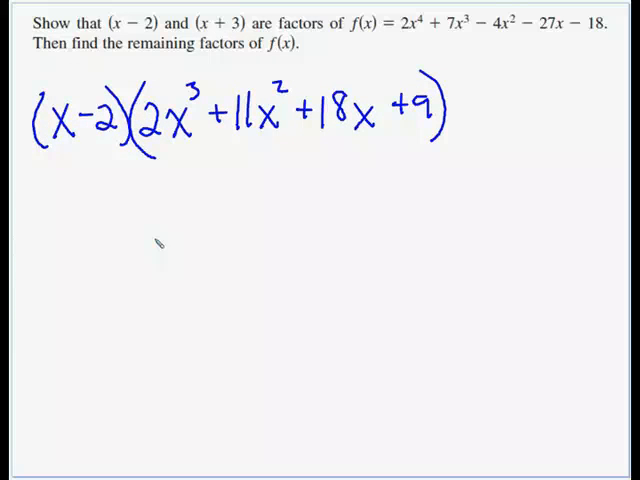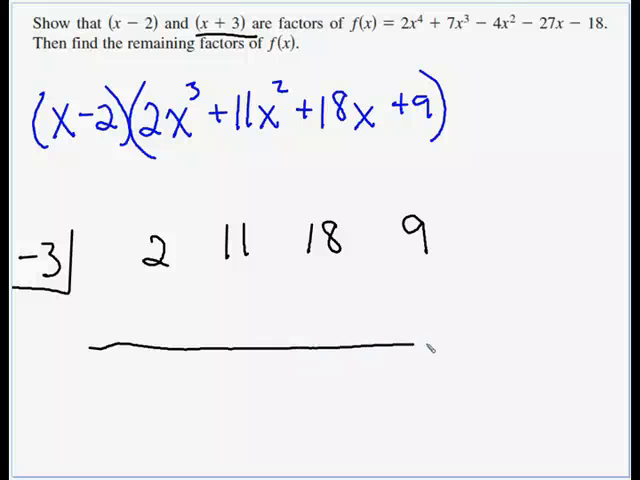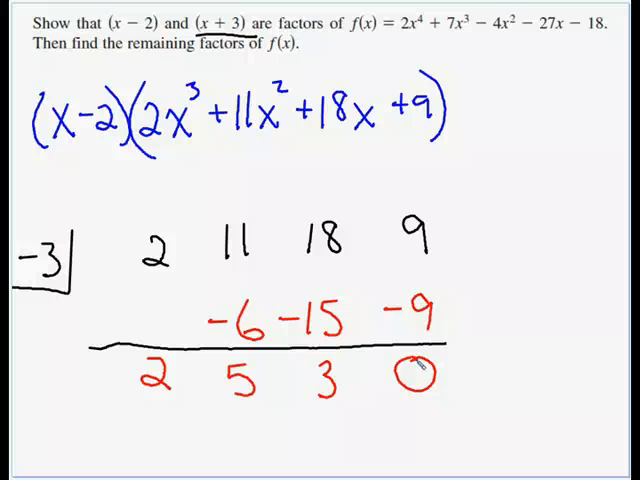So let's bring our coefficients down. We got our 2, 11, 18, and 9. This time we're going to divide by, here's our factor x plus 3, so change the sign to a minus 3. And we bring down the 2. Negative 3 times 2 is negative 6. Add there, we get a 5. Negative 3 times 5 is negative 15. Add, and you get a 3. Negative 3 times that is negative 9. Again, 0 remainder.